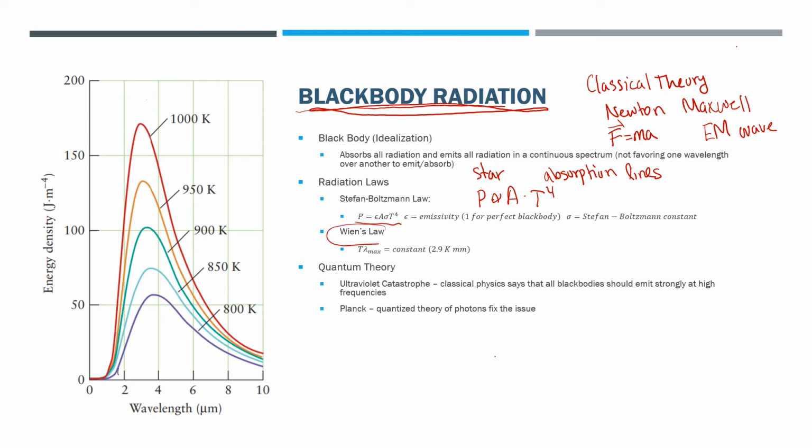Now let's look at Wien's law. This is the other key law when we're looking at blackbodies. It relates the max wavelength, the wavelength that our blackbody emits most at, to the blackbody's temperature.